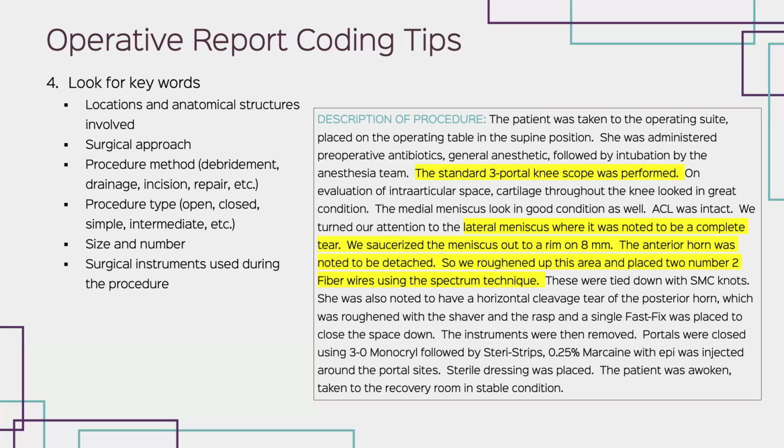The size and number, sometimes your code descriptions will differ based on the size of masses or lesions or areas that were debrided, things along those lines. And then any surgical instruments that were used during the procedure, that will kind of help you indicate whether or not it was a percutaneous, whether it was an open or with a scope.